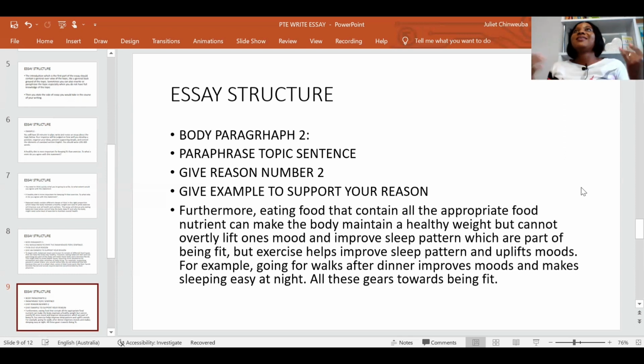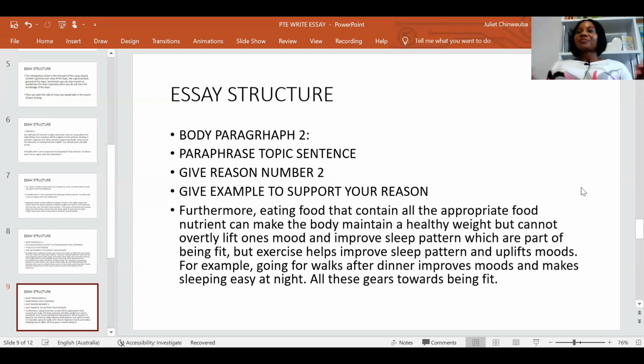Because it releases a hormone in my brain, the happy hormone or the joy hormone, when I take a little walk. So I feel better doing that, and I can sleep very well at night. I wouldn't have to be waking up or staying awake. So this is what I said here: it improves sleep pattern and uplifts moods. For example, going for walks after dinner improves moods and makes sleeping easy at night. And all these gear towards being fit.